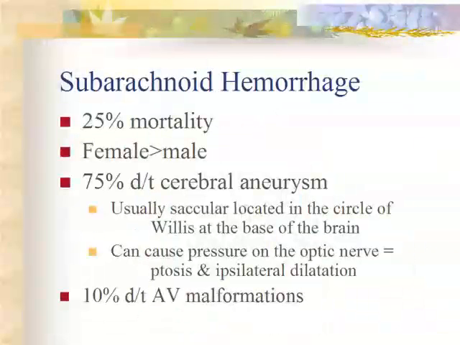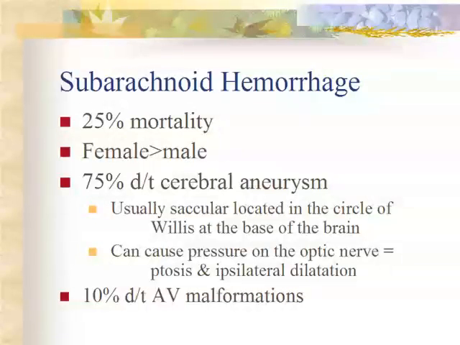Subarachnoid hemorrhage, 25% mortality rate. Females more than males. Risk factors: smoking, hypertension, smoking and alcohol together, and an increase in stimulant use. 75% are due to a cerebral aneurysm. Average age, 50 to 60.